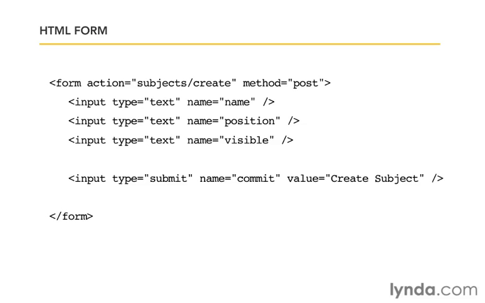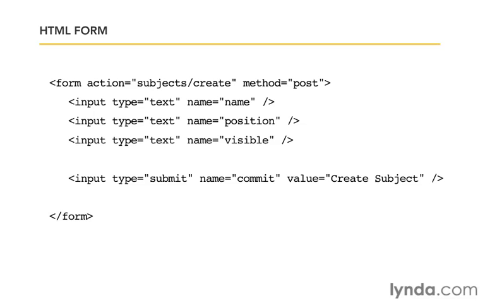Let's begin by just looking at an HTML form. You see that my form action is going to be subjects create. That's the URL the form will submit to. We know that Rails routing will translate that into the subjects controller and the create action. It's exactly where we want this to go. Notice that the method on the form is post. That's different from what we get if we click on a link or if we type in a URL.